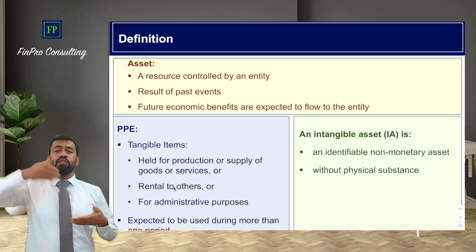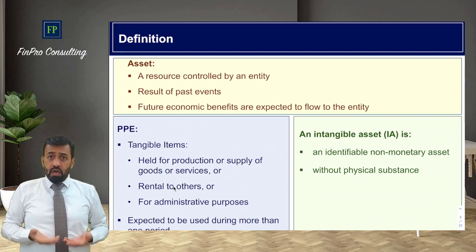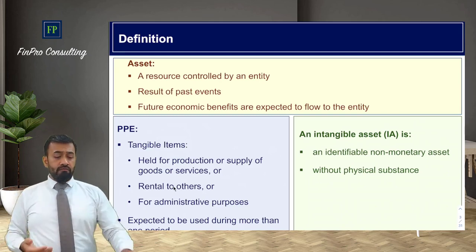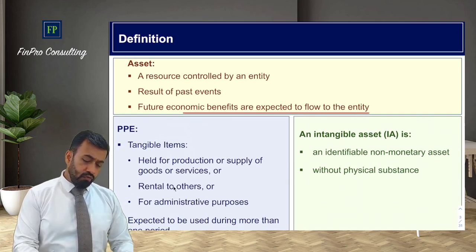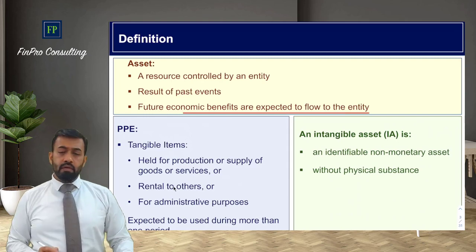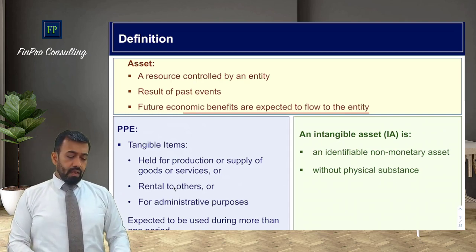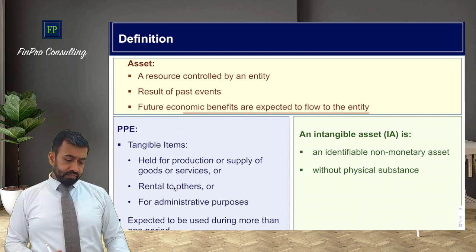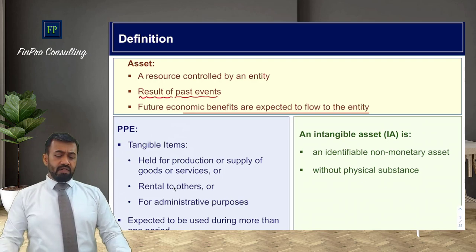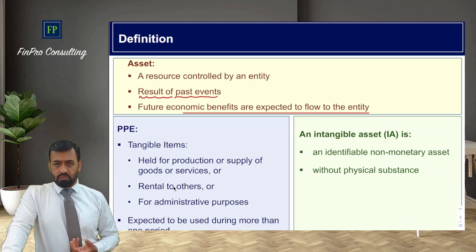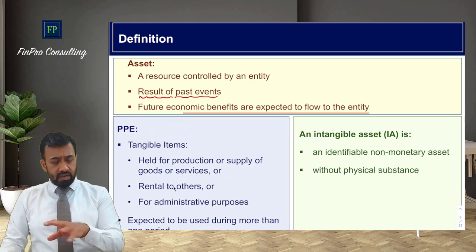But for what? From which future economic benefits are expected. If there are no future economic benefits, how is that resource a resource? So the last point is absolutely important. Future economic benefits are expected to flow to the entity. This is an asset. Now, as a result of past events, of course. How will you get the control? It must be out of a past event. That past event may be the purchase event, construction, or whatever it is.